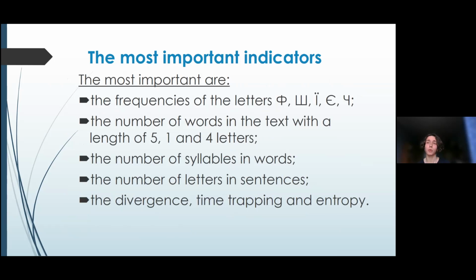As a result, after we get the weights of each indicator, we can see that the most important indicators of all that we considered are the frequencies of the letters F, Sh, Y, and Ch. Also, the numbers of words in the text with a length of 5, 1, and 4 letters, the numbers of syllables in words, and the number of letters in sentences. And for recurrent plot analysis, the most important indicators were divergence, time trapping, and entropy.